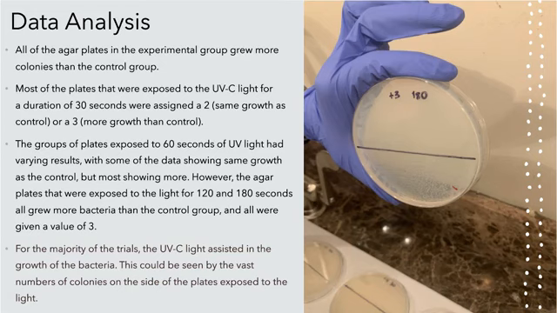Overall, the agar plates exposed to the UV light grew more bacteria than the control group. This could be seen through the majority of the trials. Once again, the bacterial colonies were counted using the self-devised scale.